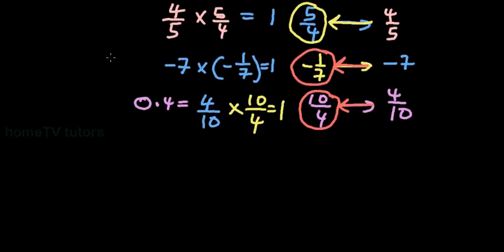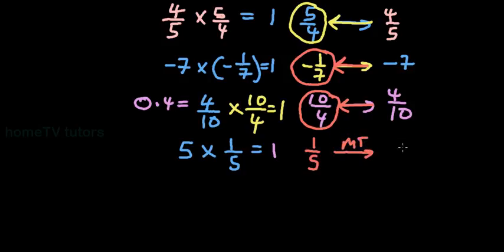Alright, let us try the last one this time around, which is 5, which shall be multiplied by 1 over 5, and that is what will give us 1. Alright, so 1 over 5 is the multiplicative inverse of 5, and 5 is also the multiplicative inverse of 1 over 5.